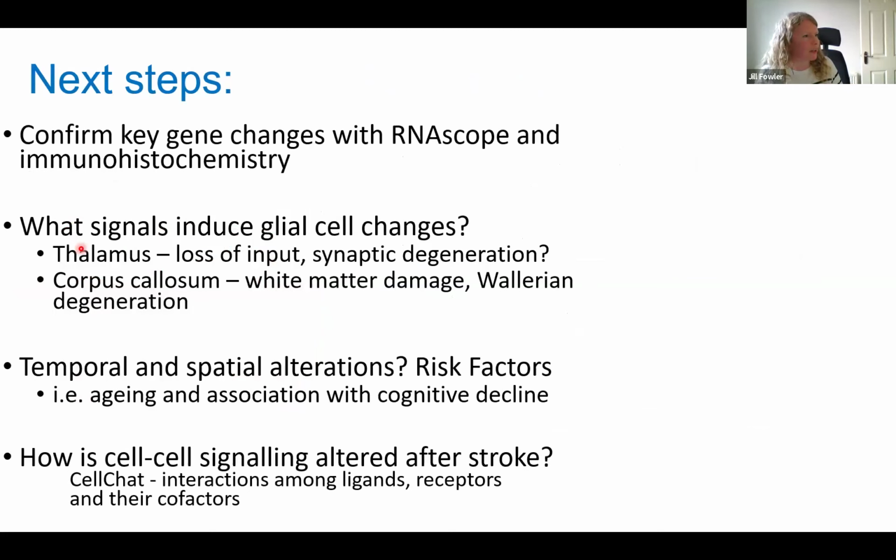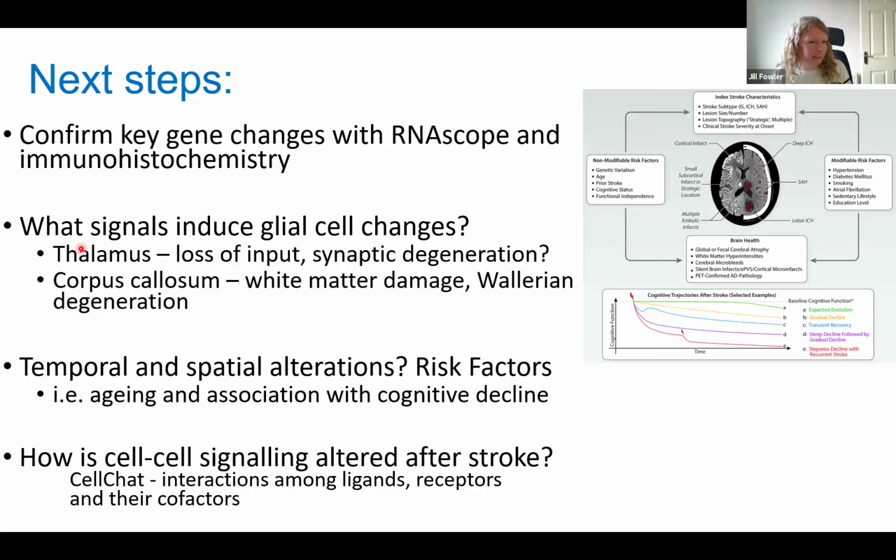So our next steps are confirming these gene changes with RNAscope, as we've done with SPP1, and looking for protein changes with immunohistochemistry. We really want to try to understand what's actually causing these glial cell changes, what's the underlying mechanism, for example, what drives the secondary neurodegeneration in thalamus. There'll be a loss of trophic support from the cortex from those cells that have died, and what's causing the white matter damage as well.